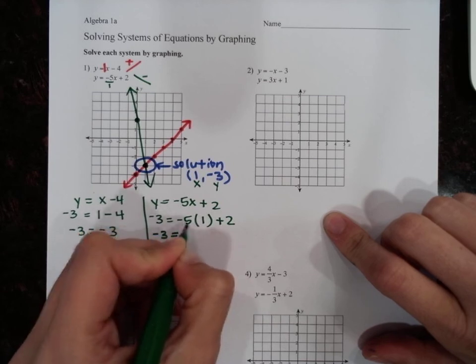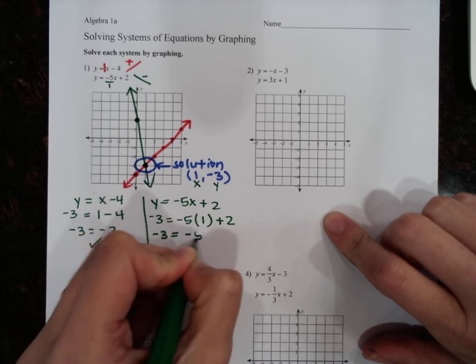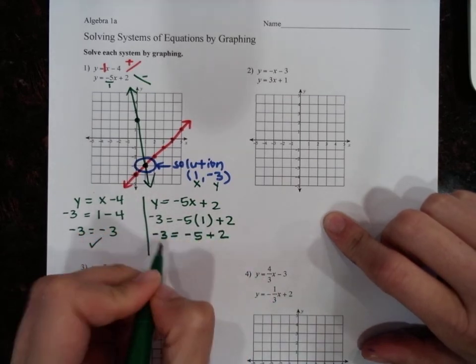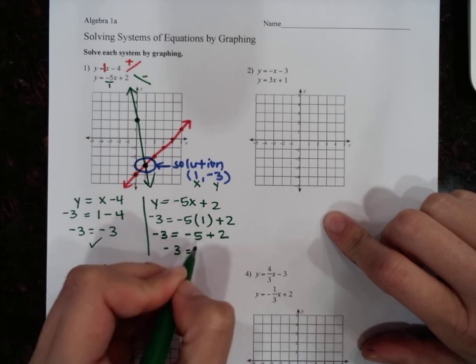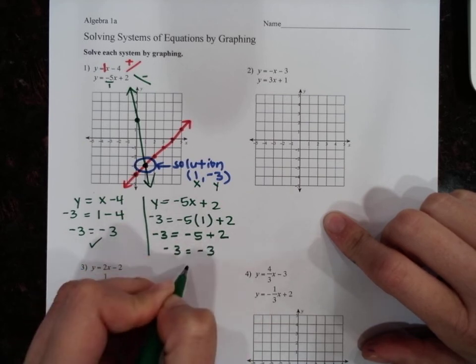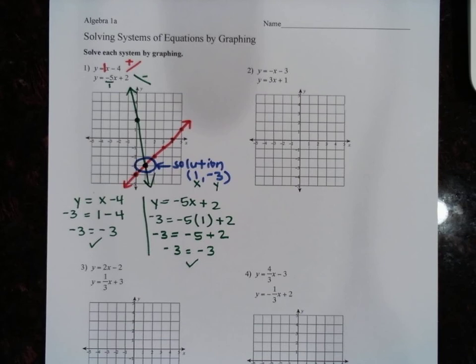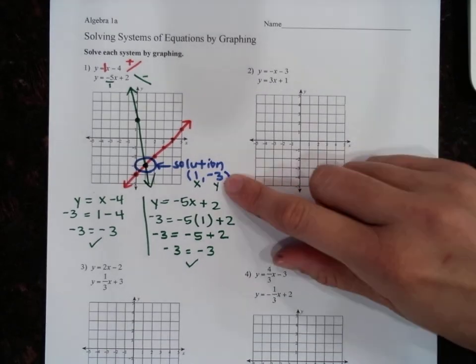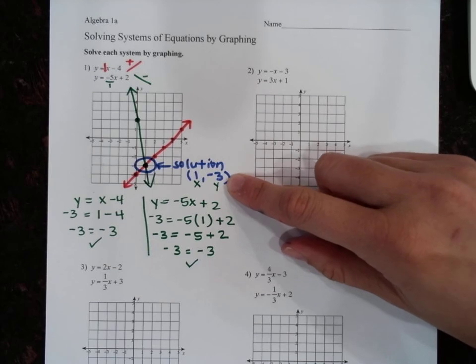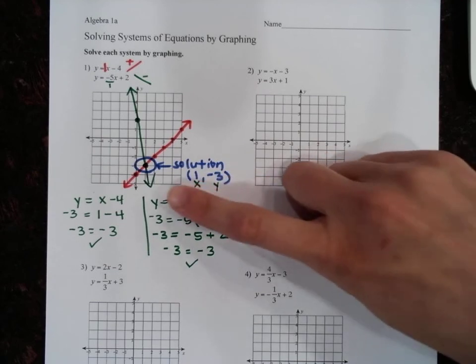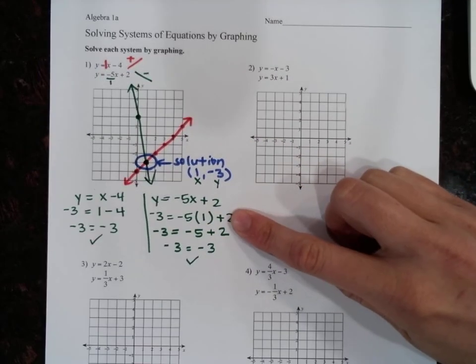Negative 3 equals negative 5 times 1, which is negative 5, plus 2. Does negative 3 equal negative 5 plus 2? Yes, it does. So we know we graphed and solved correctly, and the point that makes both of these equations true is 1, negative 3. We showed it on the graph, and we showed it algebraically.